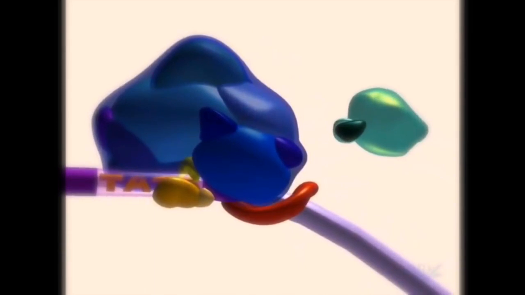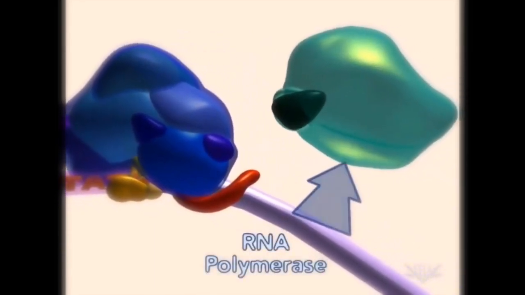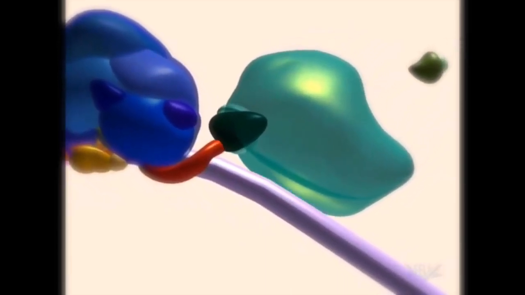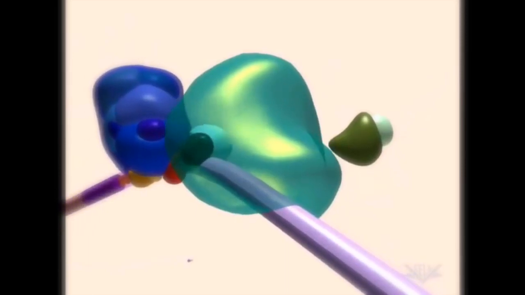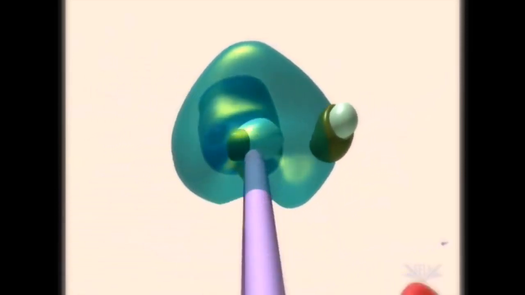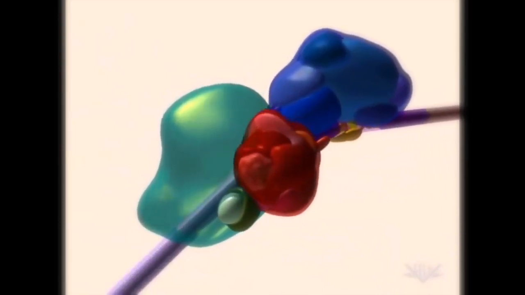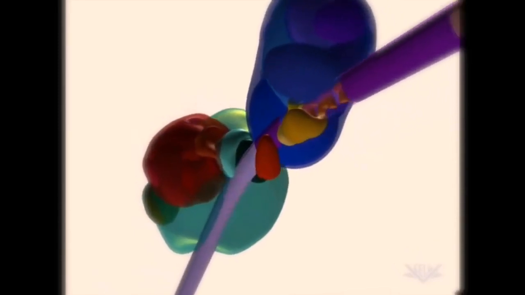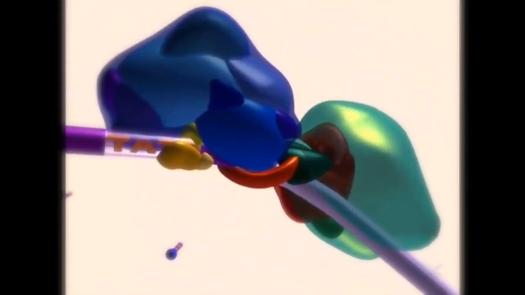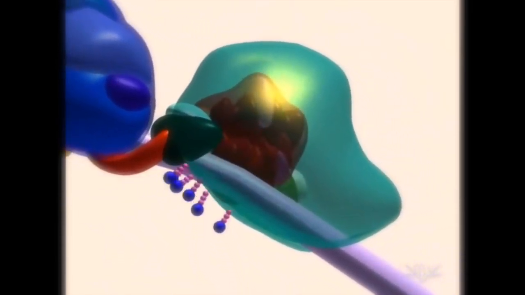These complexes prepare the DNA for the successful binding of RNA polymerase. Once RNA polymerase is bound, other transcription factors complete the mature transcription complex. Now, energy must be added to the system for transcription to begin. This energy is provided by the hydrolysis of ATP into ADP and Pi.